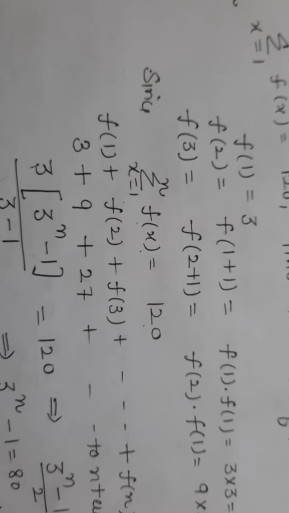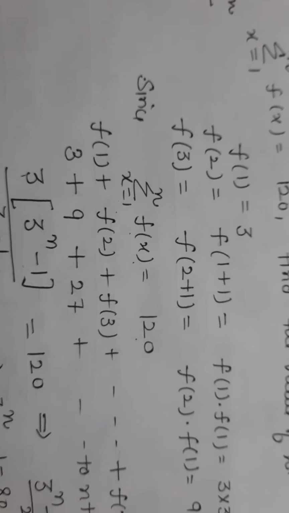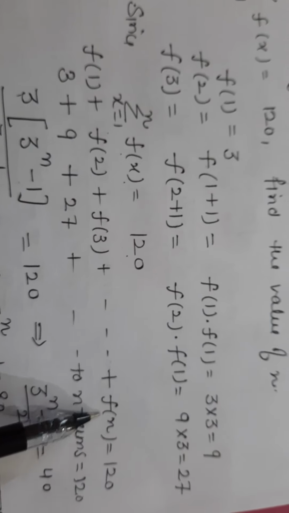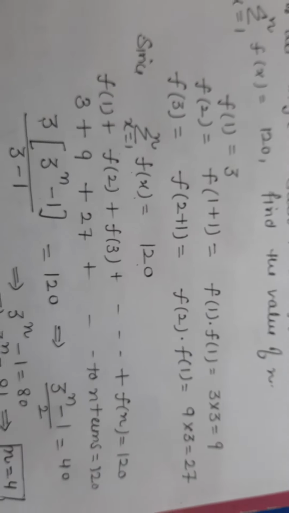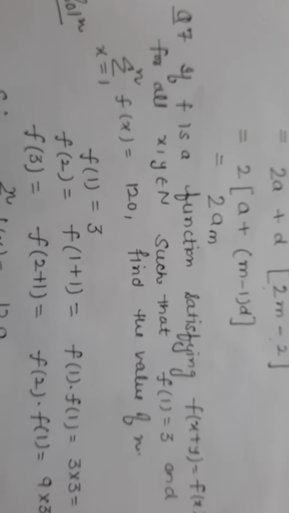First you put x is equal to 1. So you will get f of 1 plus, x is equal to 2, f of 2 plus, x is equal to 3, so this is plus f of 3 and so on up to nth term. This sum is 120. Now we are given f of 1.